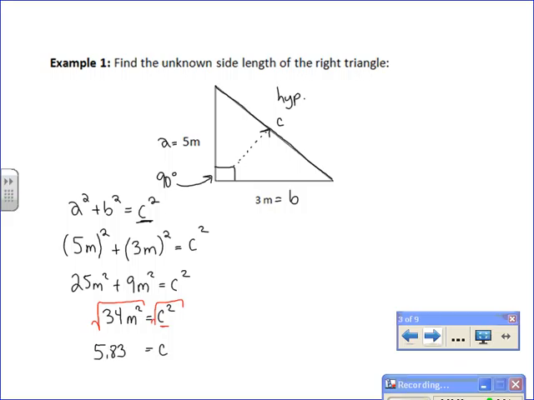And meters squared, when I square root meters squared, I get meters, which is exactly what I have up in the same units as my other sides in meters. Okay, so this question here, we were looking for the hypotenuse. So we were looking for C. And so we can plug in A and B, square them, add them together, and then square root them to get our value of C. Let's try another one.